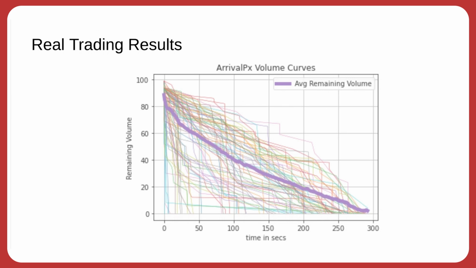Thank you. Yeah, so this is basically a typical arrival price algorithm based on the Almgren-Chriss model, and it's purely from my own practical trading. So what you see here also is the blue line is basically the average of all the data points at any given time step.